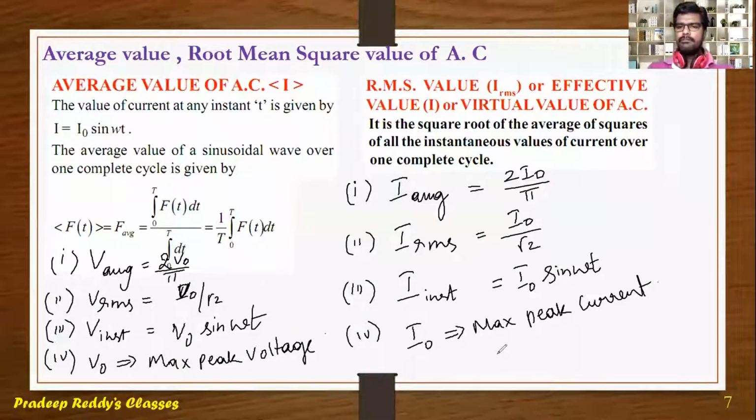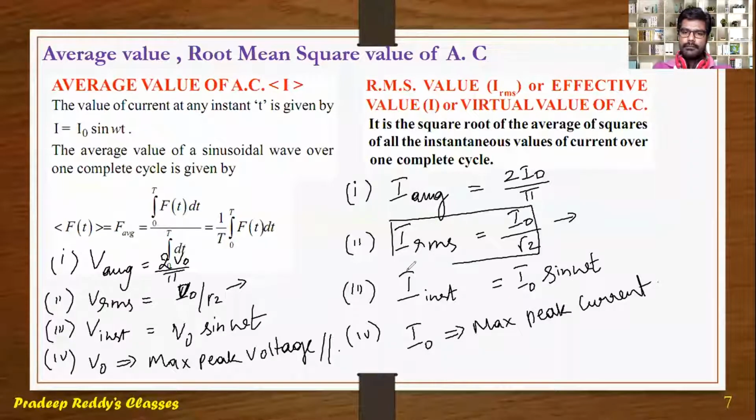This IRMS and VRMS is called virtual value. The measurement of current and voltage by voltmeter and ammeter in an AC circuit is this RMS value. It does not measure any instantaneous value, it measures the RMS value. So usually in problems, if they mention virtual value of AC, you should take it as IRMS and VRMS.